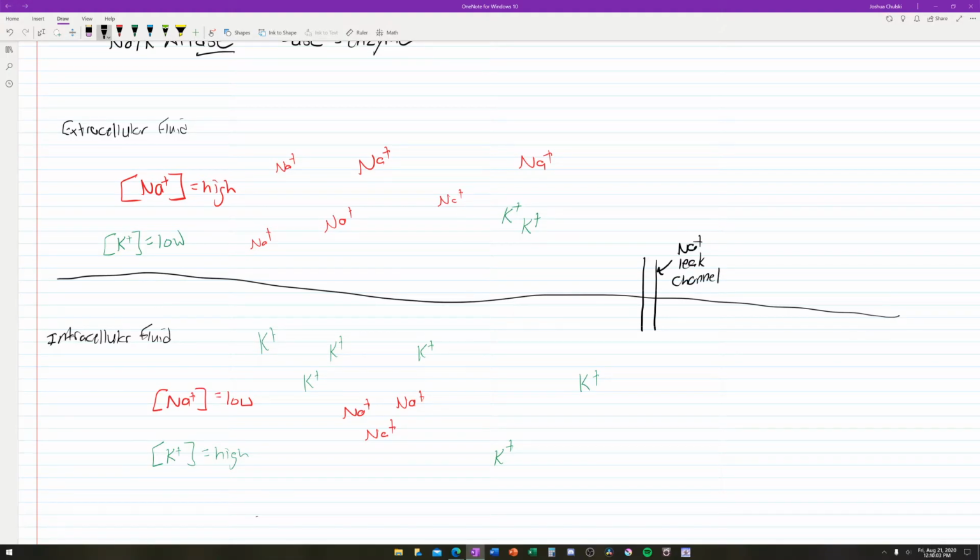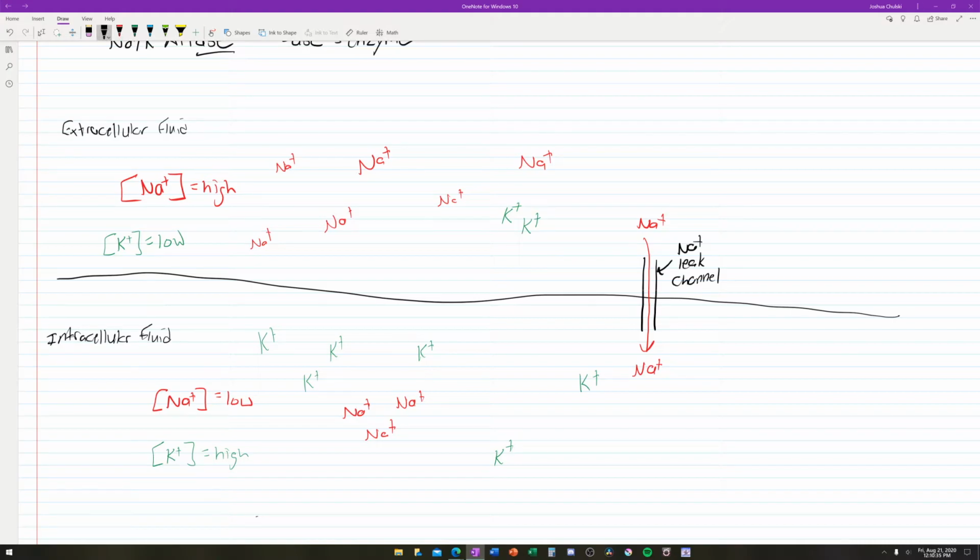Okay, and through the sodium leak channel, sodium can move freely. So what you have to do is apply the principles of diffusion, and this tells us that since I have a high concentration on the outside of the cell and a low concentration on the inside of the cell, the tendency of sodium is to go from the outside of the cell to the inside of the cell. Okay, and that's 100% correct. That is the tendency, because it's diffusion.